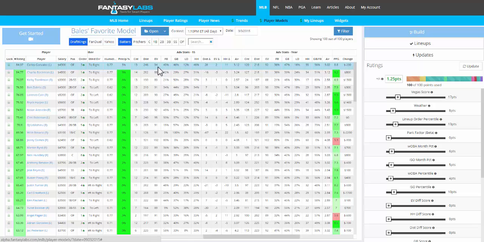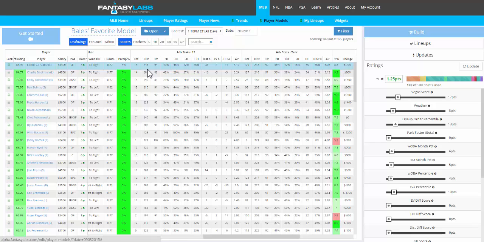Exit velocity on average 94, that's 2 miles per hour higher than is typical for him. Hard hit percentage, 46%, really, really high, compared to 35% for him overall over the prior year. So that was 11 percentage points higher. And then distance, 246 feet, very far.